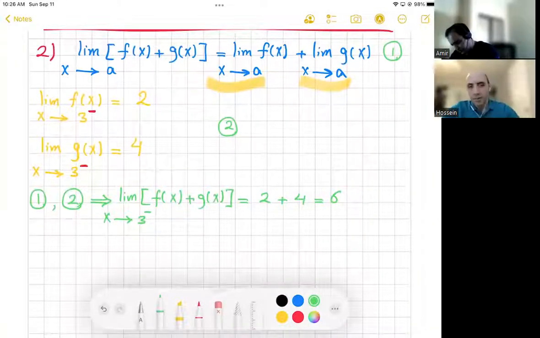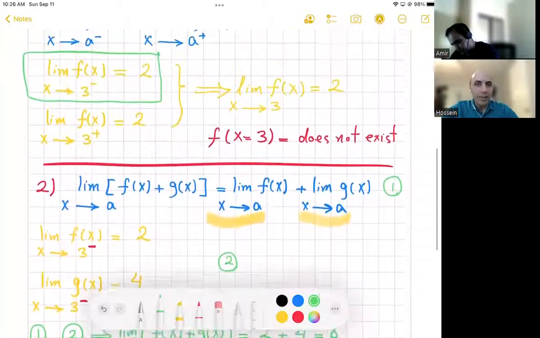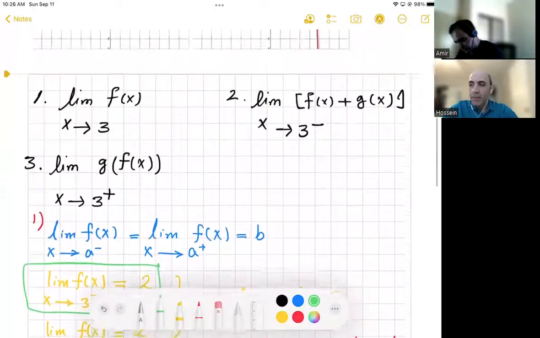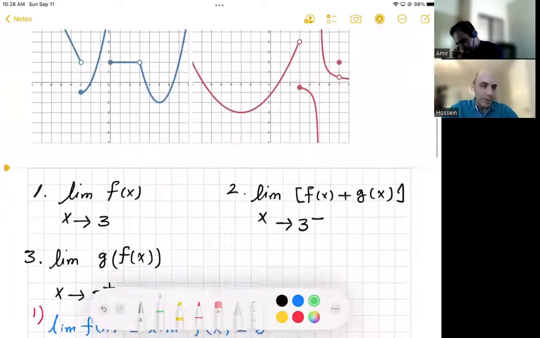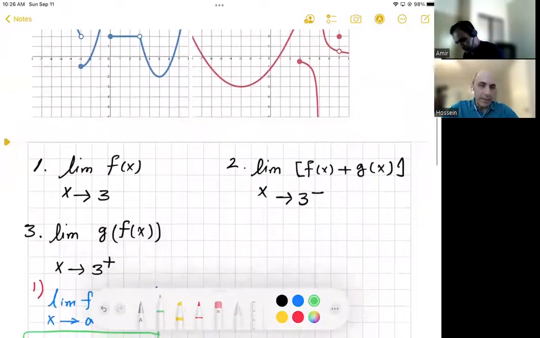Awesome. Okay, let's move on to the last part because we're running out of time. Correct. The third part is finding the limit of a composite function. It's g of f of x when x is approaching 3 from the right side this time.